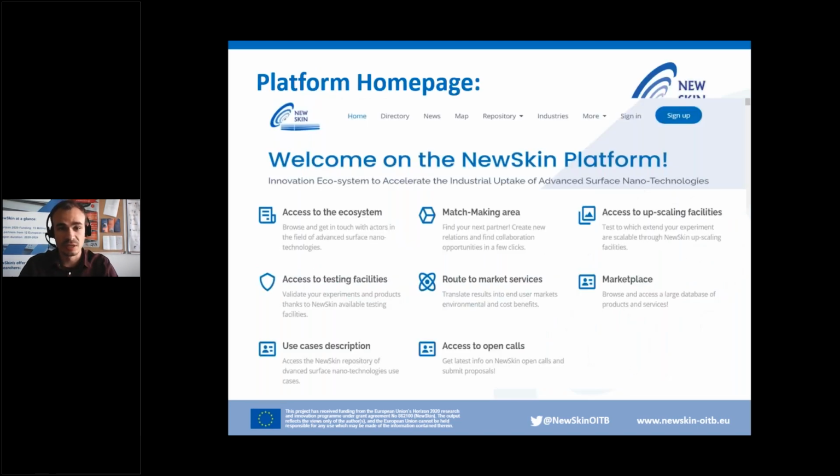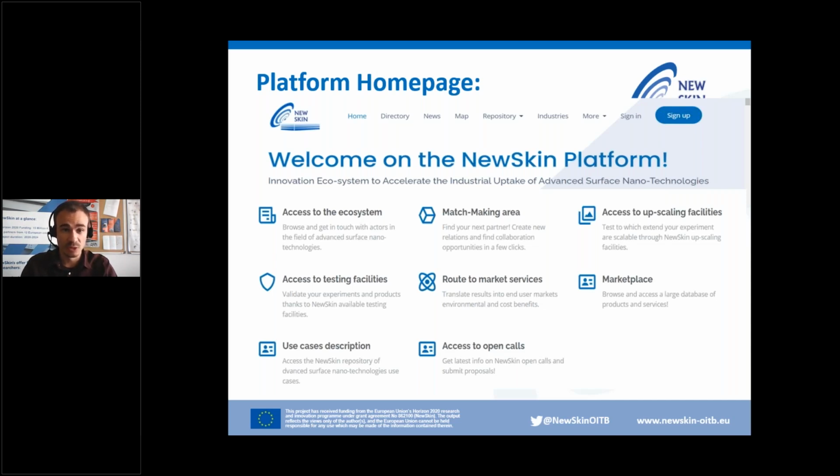So first, we can have a look at what the platform looks like. This is the homepage of the platform, which shows the main features of the platform and how you can use it. First of all, the platform is the main channel to access the ecosystem. When we speak about the ecosystem, we think about the NewSkin partners and the NewSkin consortiums, but also all other organizations that are interested in the nanotechnologies that we develop in this project.